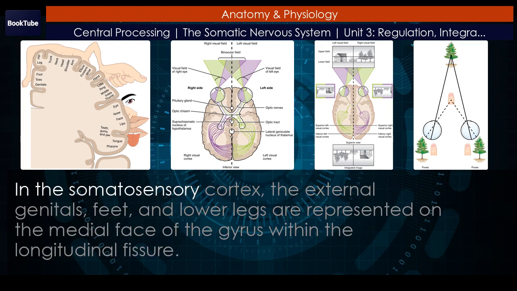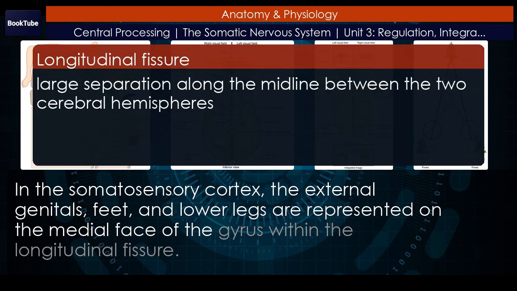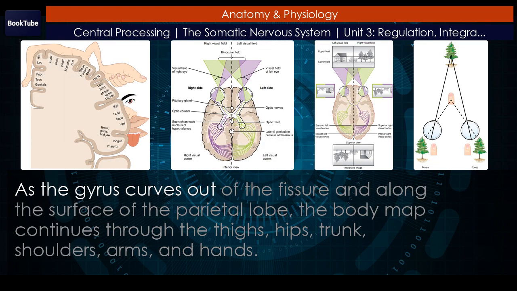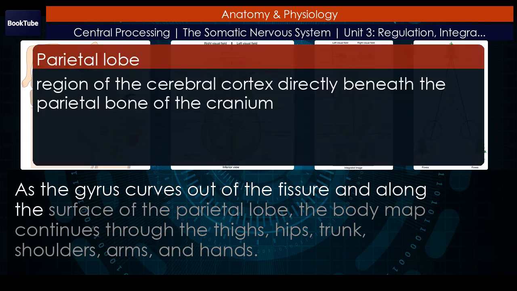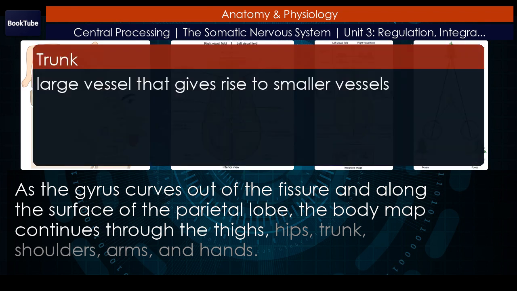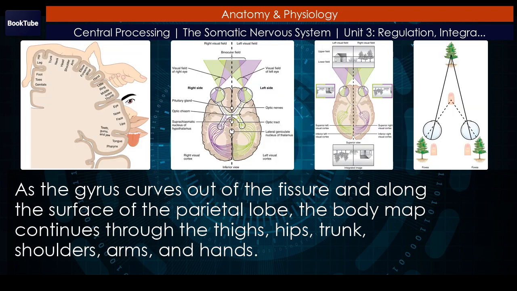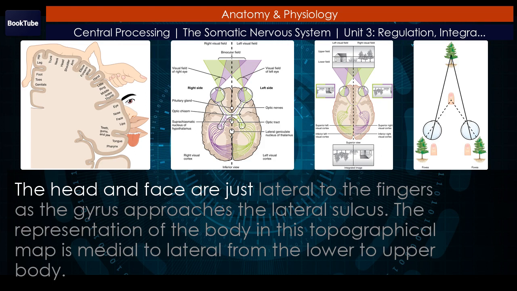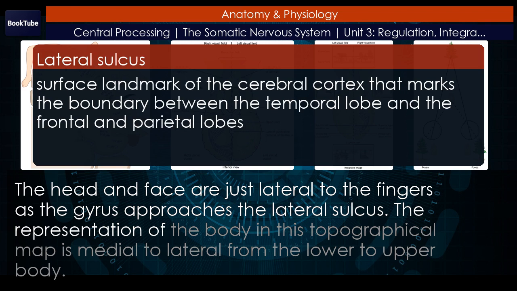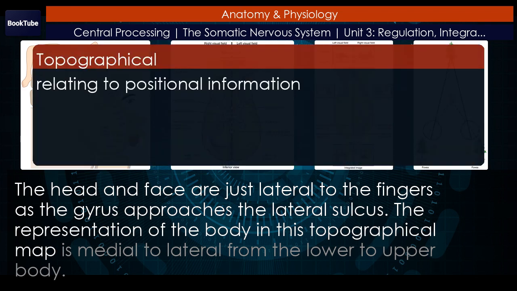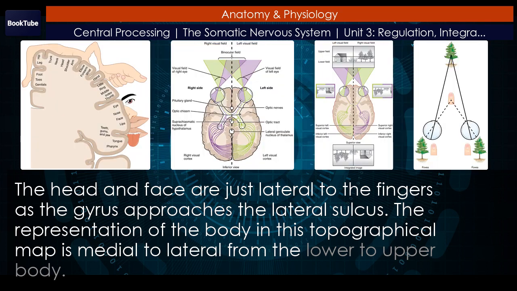In the somatosensory cortex, the external genitals, feet, and lower legs are represented on the medial face of the gyrus within the longitudinal fissure. As the gyrus curves out of the fissure and along the surface of the parietal lobe, the body map continues through the thighs, hips, trunk, shoulders, arms, and hands. The head and face are just lateral to the fingers as the gyrus approaches the lateral sulcus. The representation of the body in this topographical map is medial to lateral from the lower to upper body.